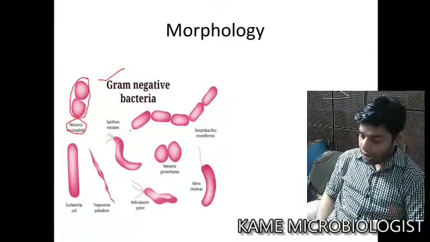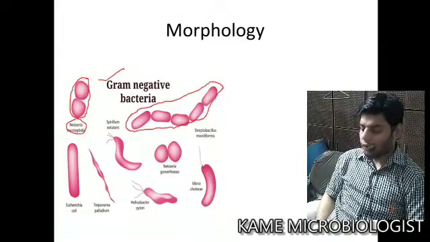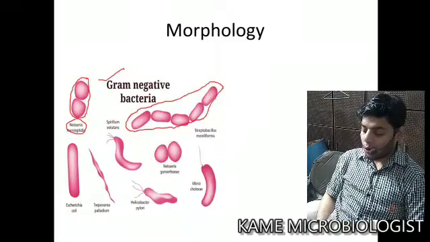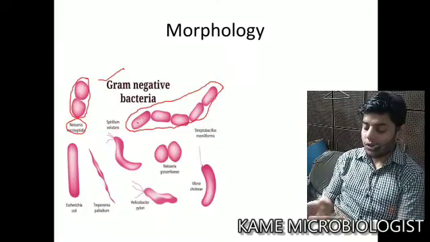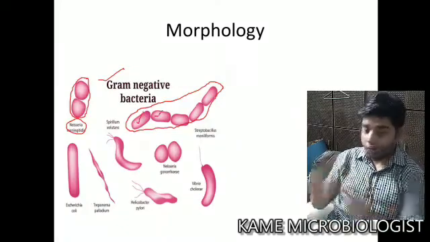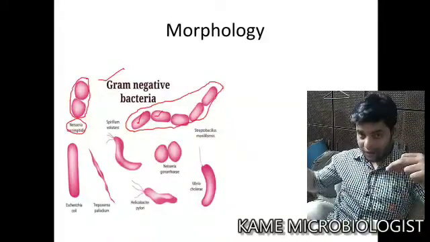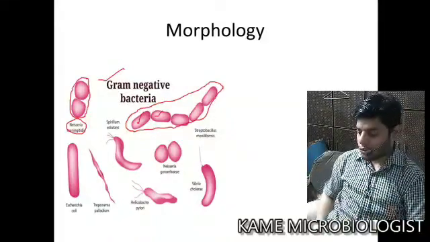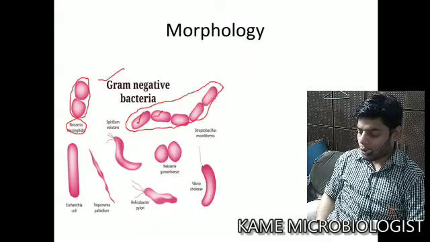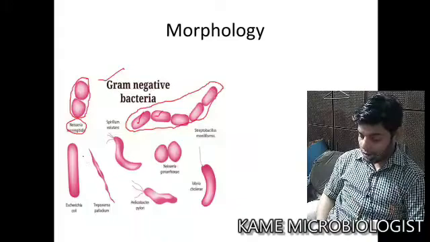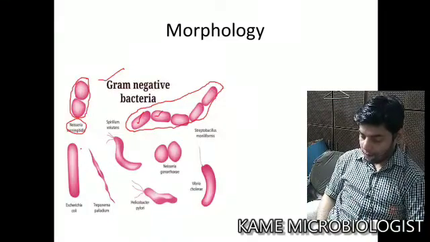Then we have Streptobacillus forms. In this case, as you can see, we have a rod-shaped bacteria. Gram-negative bacteria can also be in a rod shape, but if a lot of rod shapes are connected to each other, then we call that Streptobacillus forms. So this is another morphology of the gram-negative bacteria.